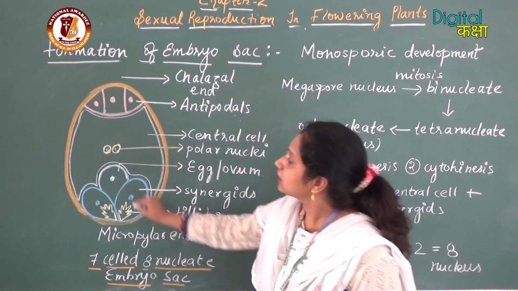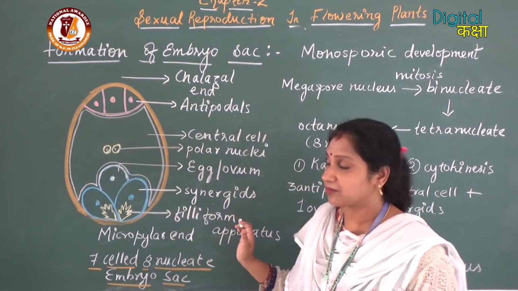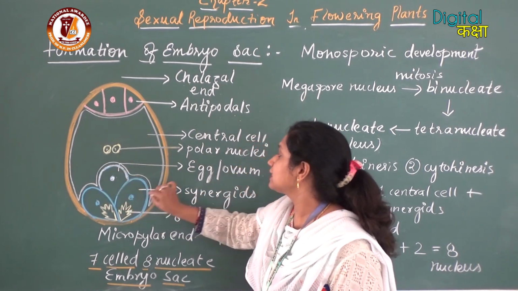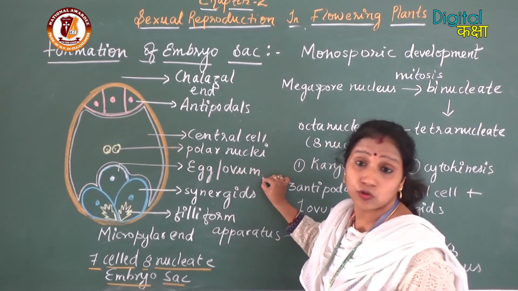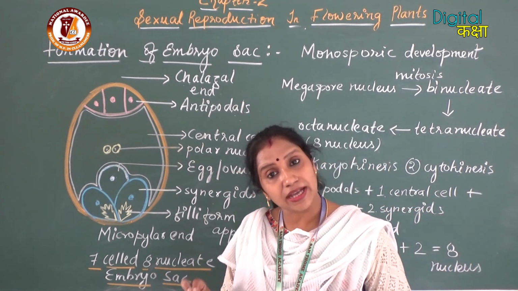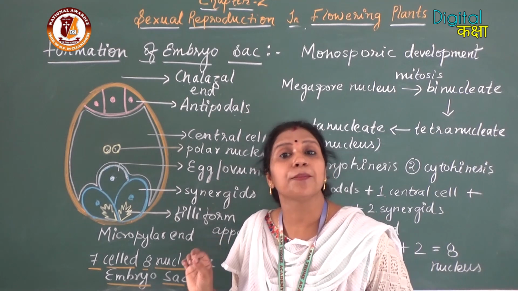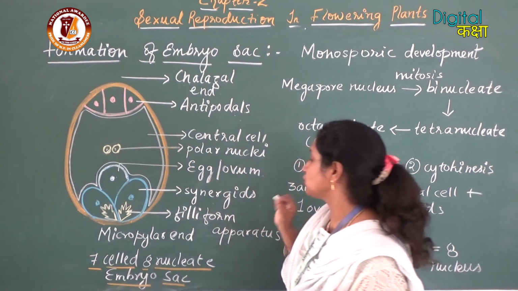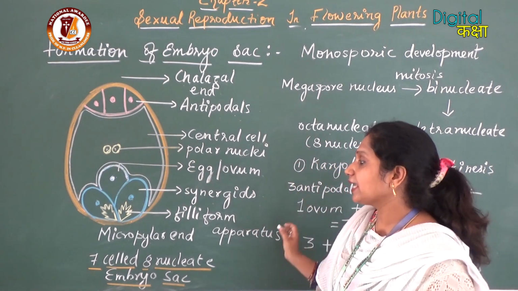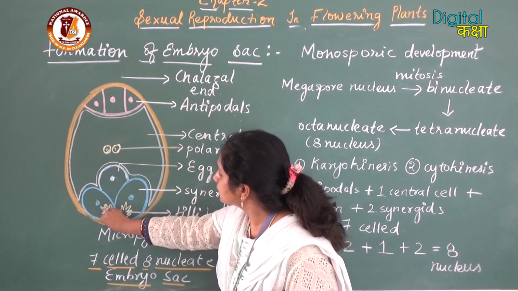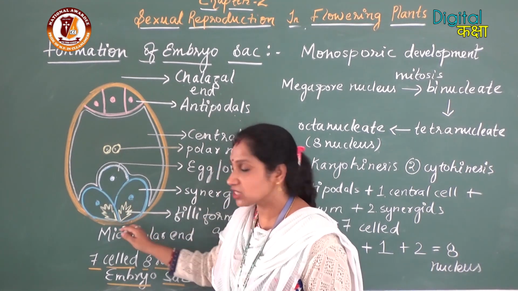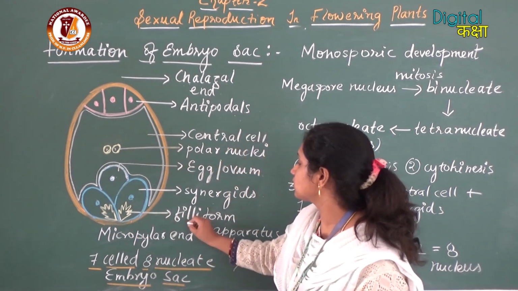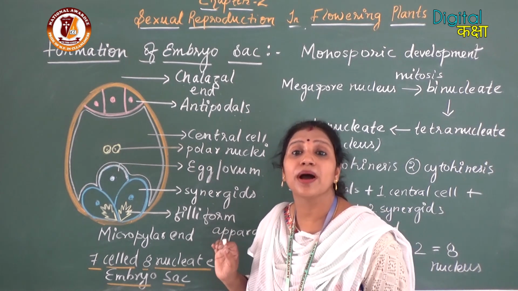In the central cell, 2 polar nuclei are there, and below the central cell you can see 3 cells, that is number 1 here, the egg or the ovum is there. The function of the egg or the ovum is to fuse with the male gamete. Now coming to the function of synergids. These synergids have these small yellow colored structures drawn with yellow chalk, these small finger-like structures which are called the filiform apparatus.